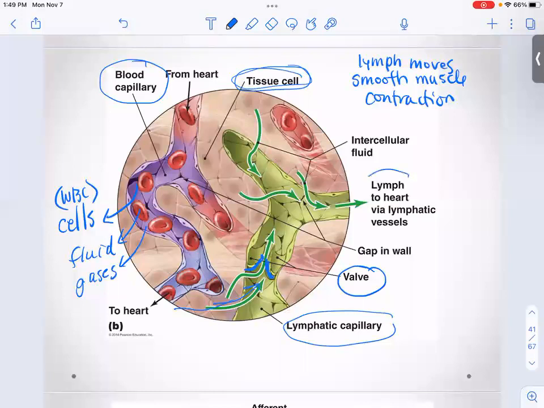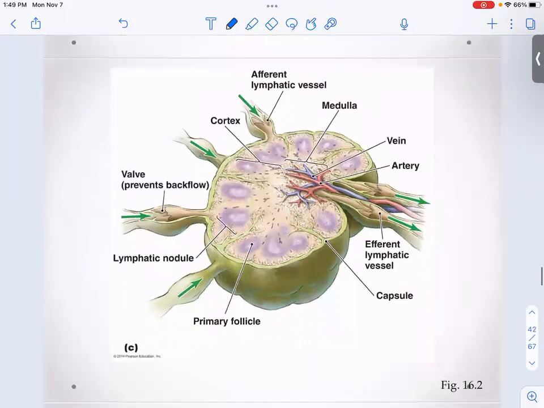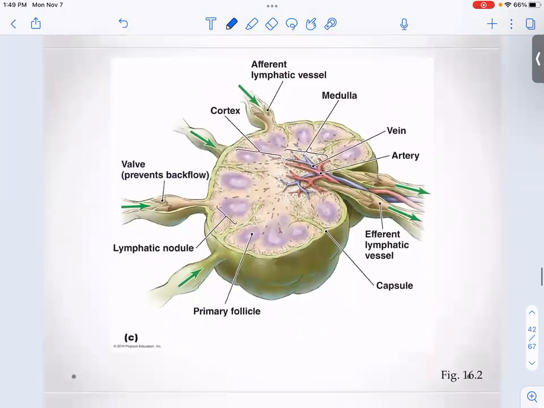And again, it moves towards the subclavian vein, which is right up there, right below our collarbone, and it dumps back into the bloodstream there. On its way, it's going to encounter lymph nodes every now and then.